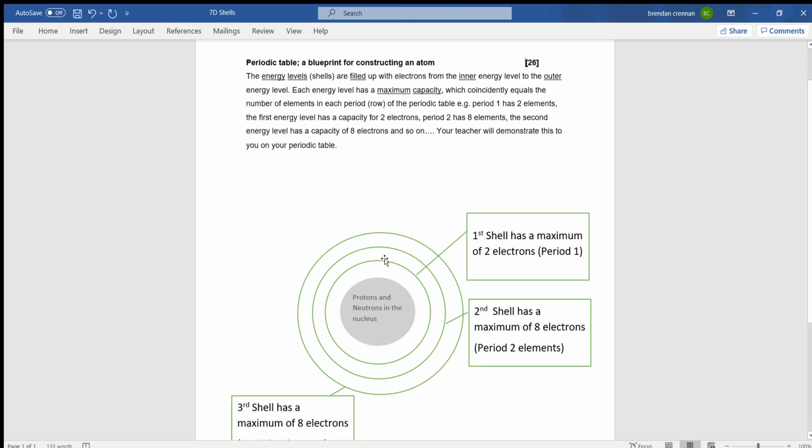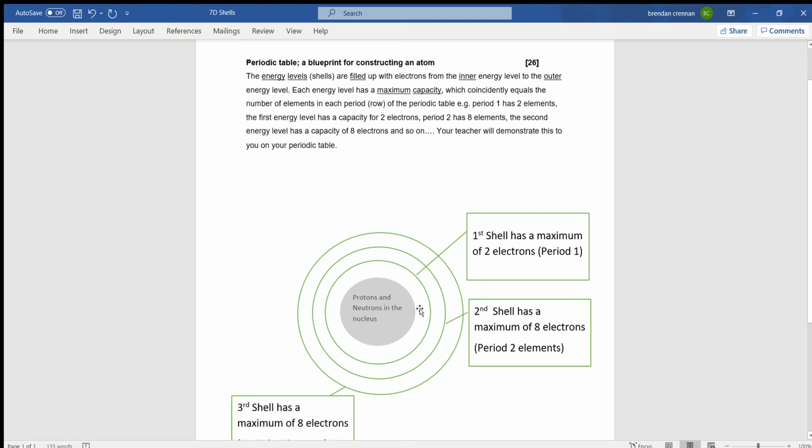In general, the period tells us the number of shells that you need to draw. So period 2 will be 2 shells. The group number tells you the number of electrons on the outer shell. So group 1 will have 1 electron only on the outer shell. The other shells will be complete. Group 2 will have 2 electrons on the outer shell. Group 3 will have 3 electrons on the outer shell, and so on. So you can use your periodic table to work out exactly how to draw an atom.